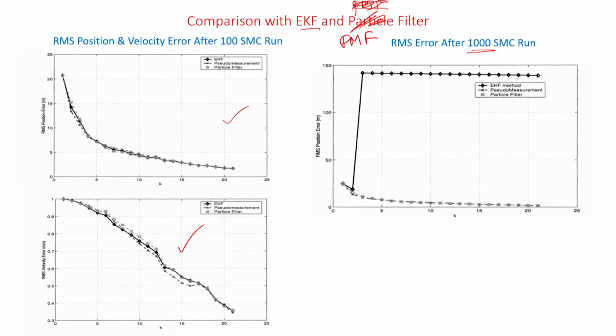So, here at the 100th run nothing happens, but when we take the 1000th run, there is one seed, because this simulation is done in MATLAB, and there is one seed or one state which makes your error too large. You see here EKF diverged, but the pseudo measurement filter is still converging. This is very important. With 100 runs you have not seen much difference, but when you take 1000 runs, you see EKF is off.